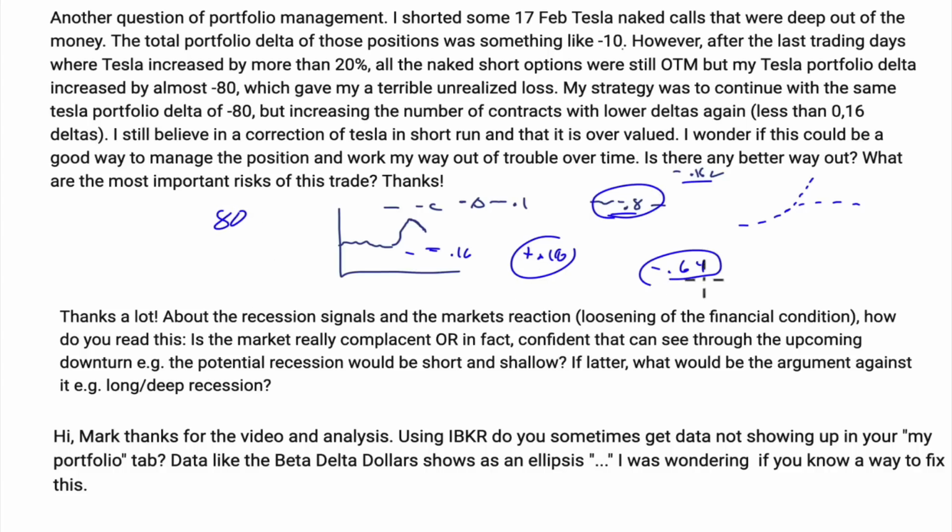If you can do this and get down to negative 0.64, it's the equivalent of being short 64 shares, or in other words, you can get the same thing by simply buying 16 shares of Tesla. You just buy 16 shares and you can get your delta down. What you want to do is get this delta down, not up. So I would be more apt to sell puts than calls.